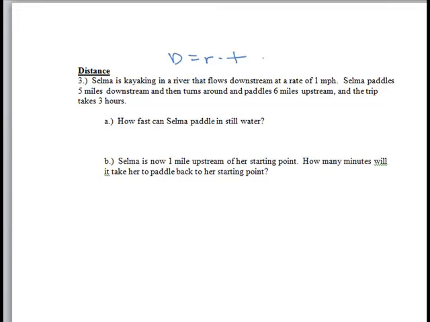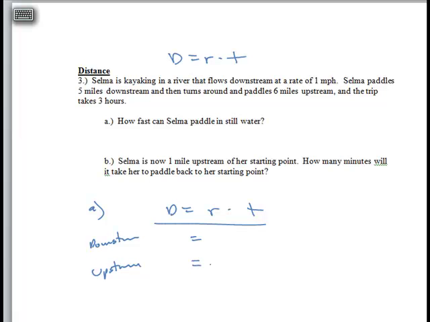So if you read the problem, this person is kayaking, but there's actually two different parts of the trip. So in part A, we're going to have to use this formula twice. The first part is when she's going downstream. The second part is when she's turning around and going back upstream. So fill in the information we know. First of all, we know she paddles 5 miles downstream, then turns around and paddles 6 miles upstream.